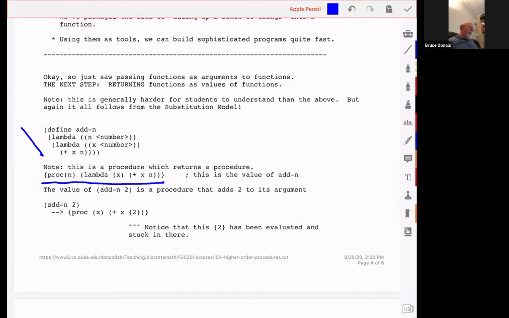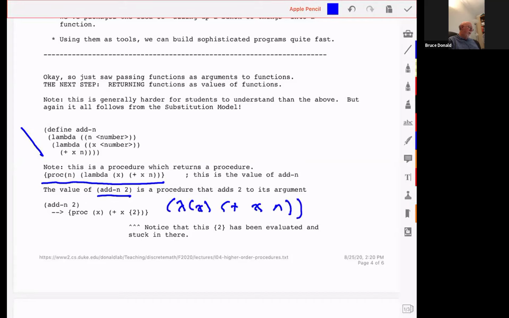So let's take an example here. Let's suppose we call this with argument 2 like this. The value of this is going to be a procedure that adds 2 to its argument. So let's just work it out in terms of the substitution model. If we call add n with 2, as I've done below, what happens is the inner lambda gets evaluated, right? Just substitution model. And we're going to have plus x n as our form. And of course, we're calling this lambda x. So this is the key form that's getting evaluated when we call this with 2.